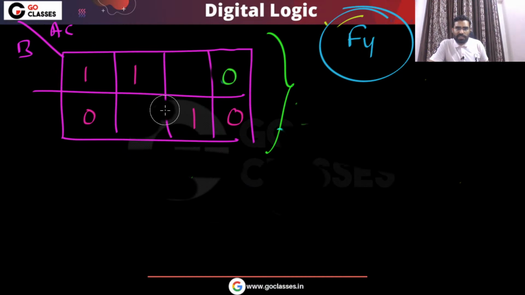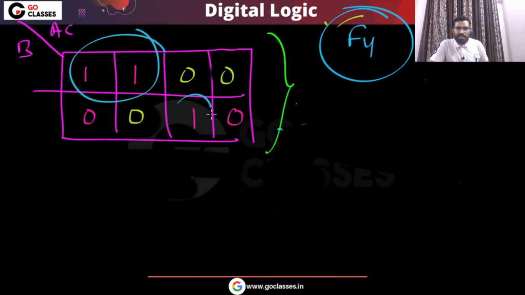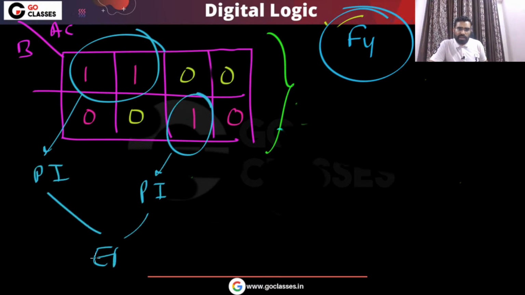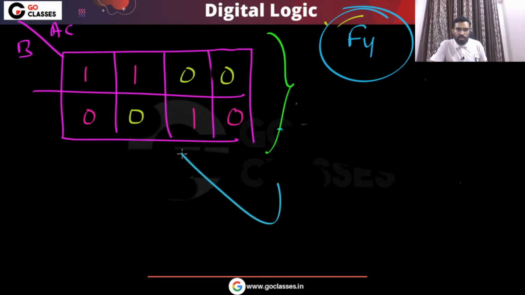Can you give me some other setting? For example, if I put all zeros, will this setting work? Now this is a PI, this is a PI, and again both are EPI. So this setting will also not work. So this is the idea. Did you understand the idea of all these questions?